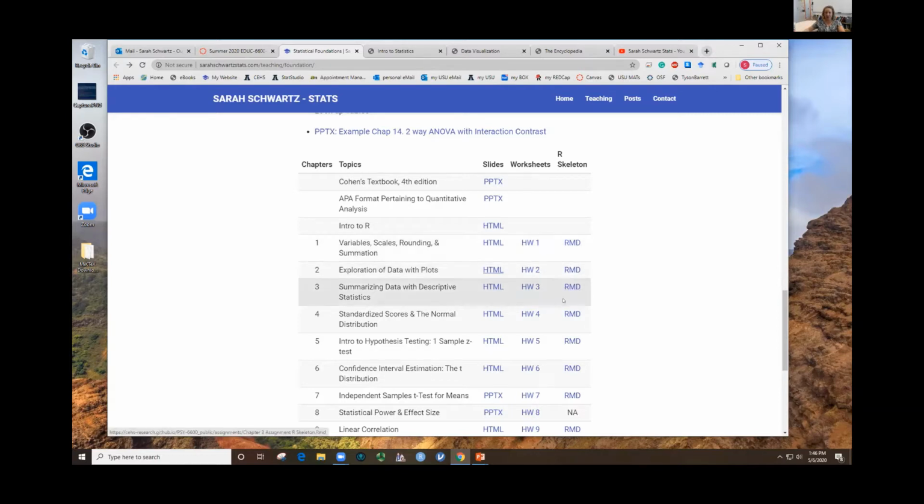And then there's the RMD. Now these RMD skeletons, I would not download them here. There's something going wrong about downloading from GitHub. So, but I'm going to go here to get the slides.